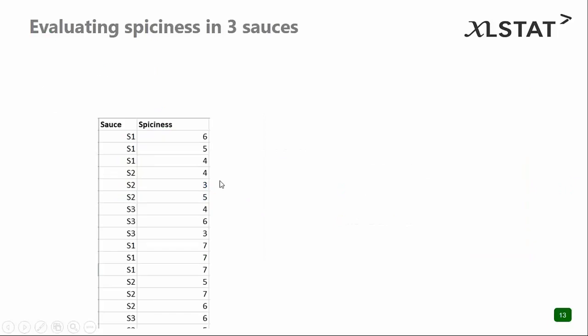Here's the main data set we'll be playing around with during this webinar. So we are evaluating spiciness in three different sauces: sauce 1, sauce 2, and sauce 3. So here on each row we have one taster or one consumer who tasted the sauce and who graded the spiciness on a score, for example, ranging from 1 to 10 or from 0 to 10. Those are my observations.